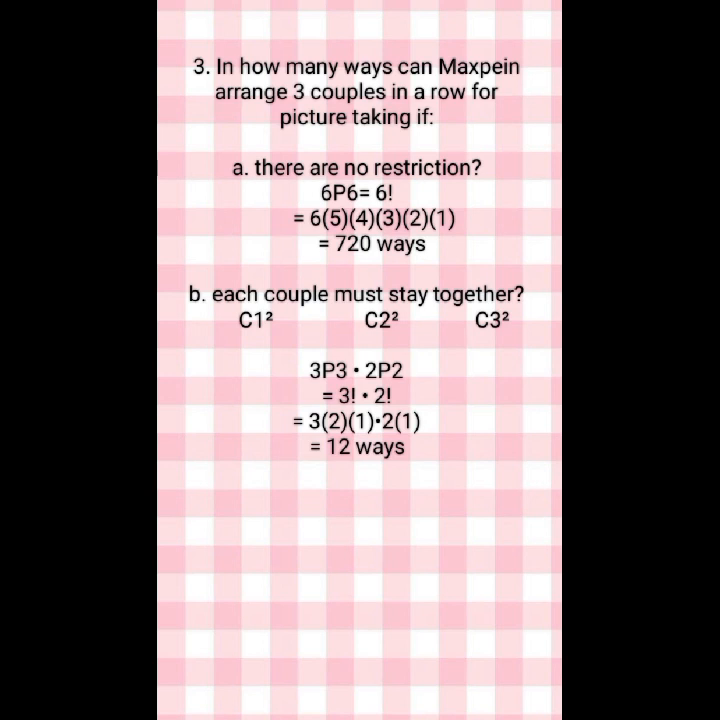So let's start from 3 down to 1. So 3 times 2 times 1 and 2 times 1, and that is equal to 12 ways. So there are 12 ways when you arrange 3 couples in a row for picture taking if each couple must stay together.